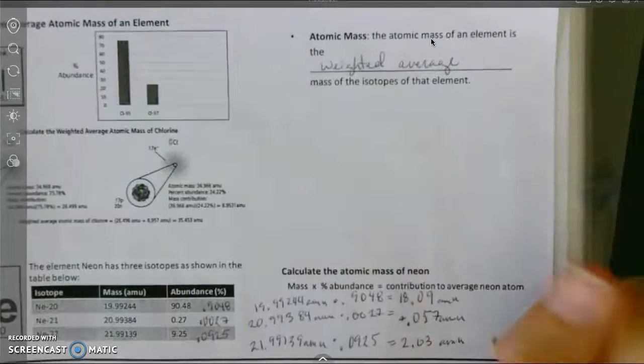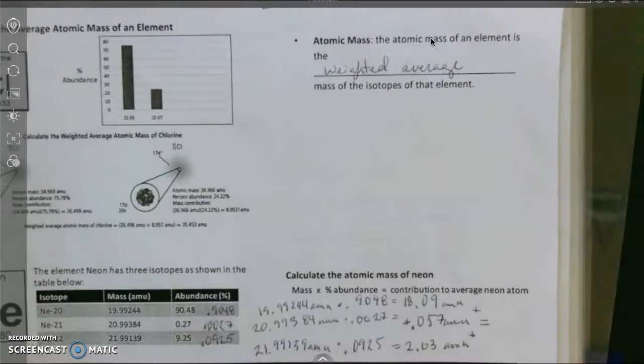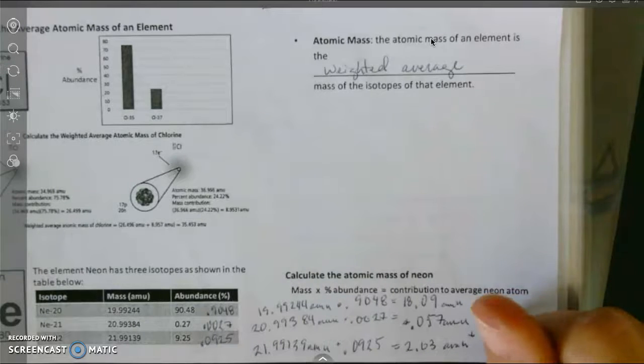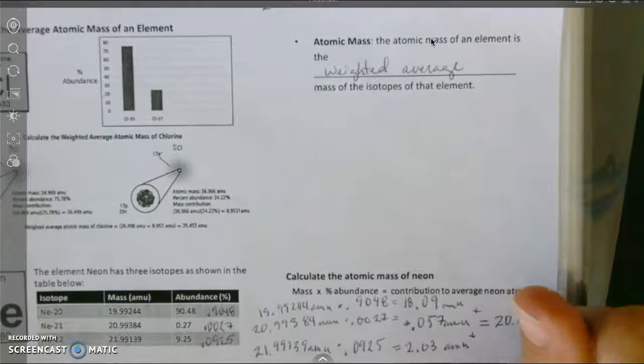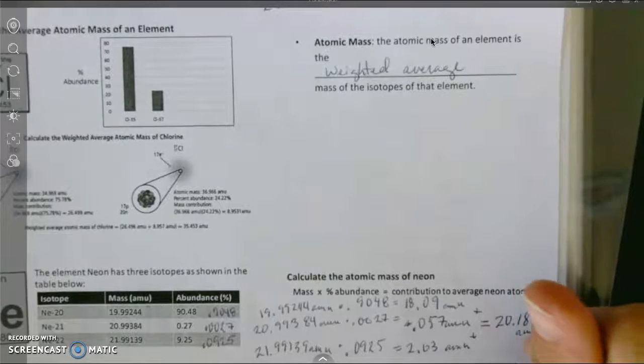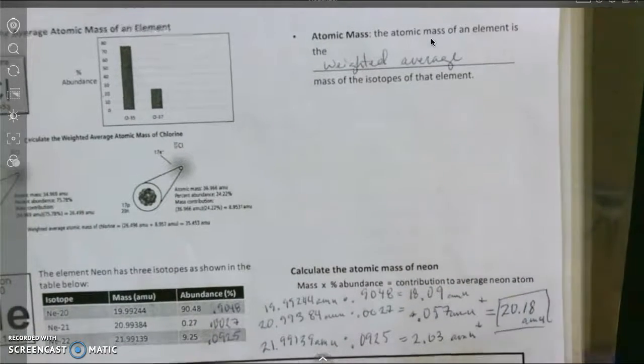and that will give me my overall weighted average. Okay, so I'm going to add those values together. I'm going to take my 18.09, and add that to my 0.057, plus my 2.03. So my whole weighted average of all those isotopes based on their abundance is 20.18 atomic mass units. Okay, so that's my final value there.